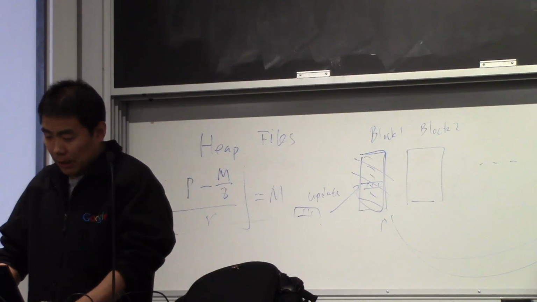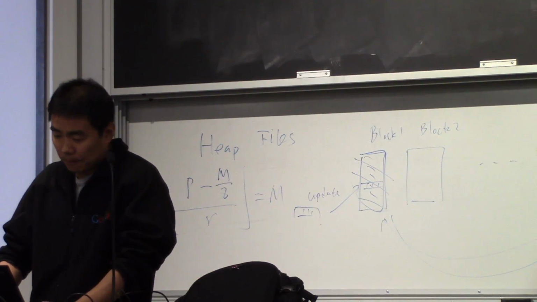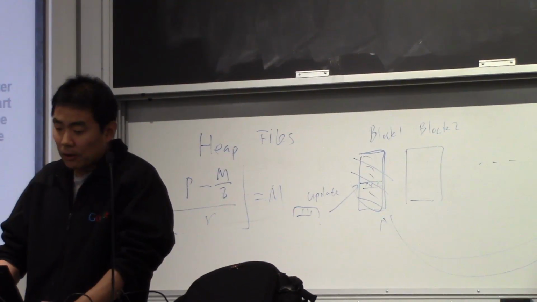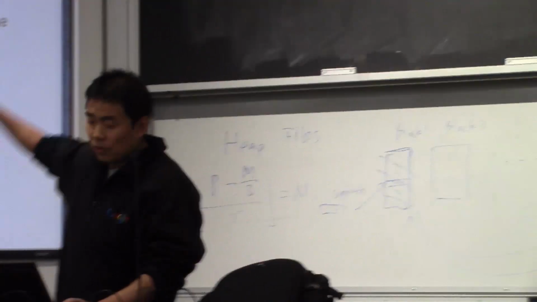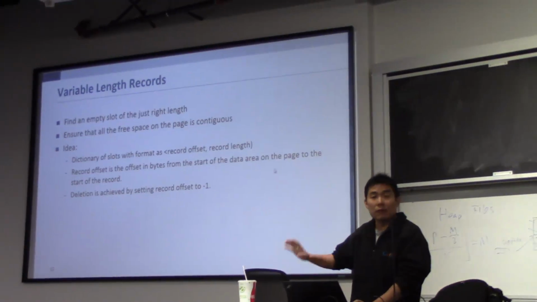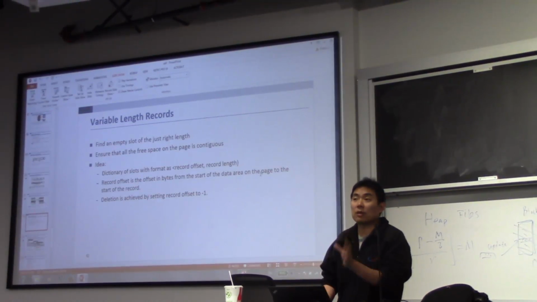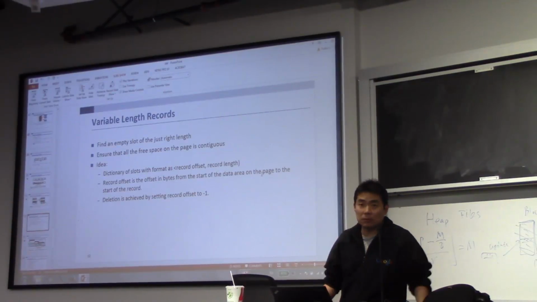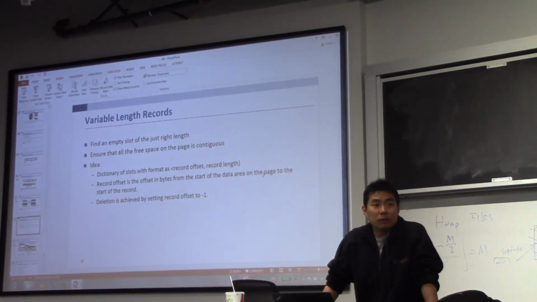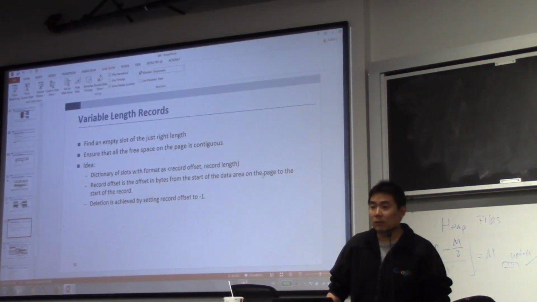With that, I stop right here. And then there are also variable length records, which we will skip. If you're interested, you can review this yourself. But variable length records are much more involved. The organization of them is much more involved. We will choose not to discuss them in this lecture, in this class. Okay?